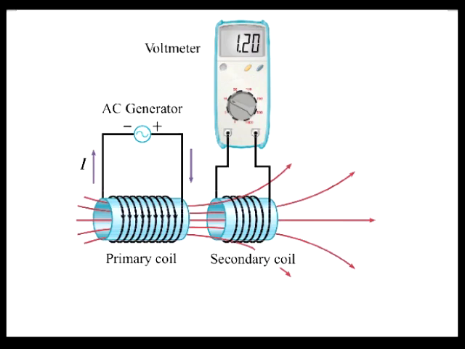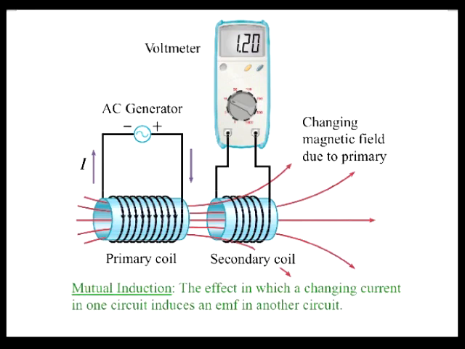If the two coils are close to each other, a significant fraction of this magnetic field penetrates the secondary coil and produces a magnetic flux. The flux is changing since the current in the primary coil and its associated magnetic field are changing. Because of the change in flux, an EMF is induced in the secondary coil. The effect in which a changing current in one circuit induces an EMF in another circuit is called mutual induction.